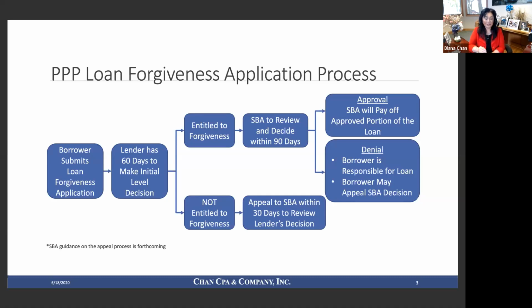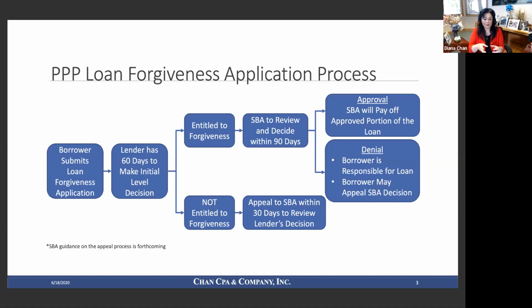level decision. If the lender approves the submission of your application for forgiveness, it moves up into the lender's queue to send to the SBA for review. And it is up to the SBA to decide within 90 days if they approve what the lender has said. And at that time, the SBA will then refund the monies to the lender for your loan forgiveness amount.